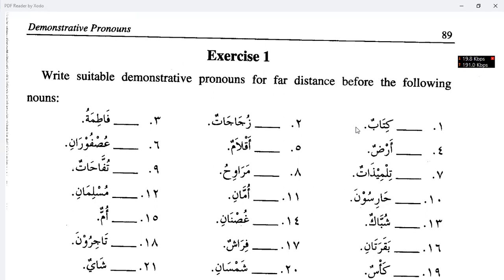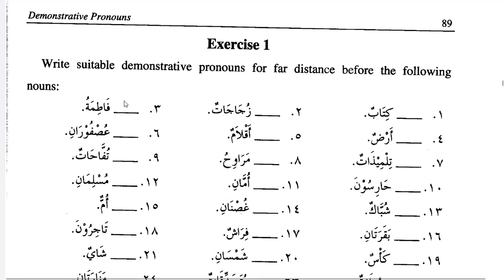So who is the first student today? I think Miss Mishka. Miss Mishka, what is the ismul ishara lil ba'id here? Haza is ismul ishara lil qareeb, not for ba'id. Zalika kitab. Yes, Zalika kitab. Next. Zujajat. Tilka zujajat. Next. Tilka Fatima. Next. Zalika. Hajj is considered as feminine, so tilka.